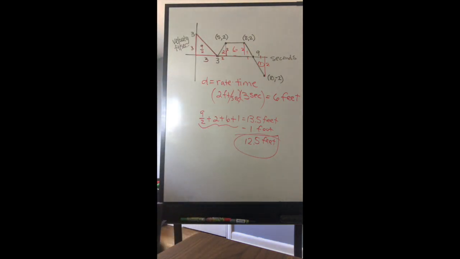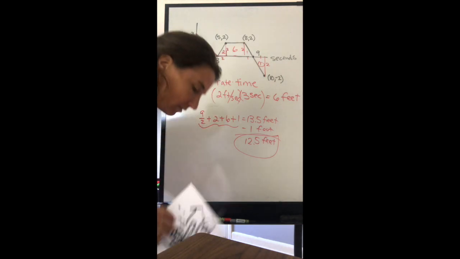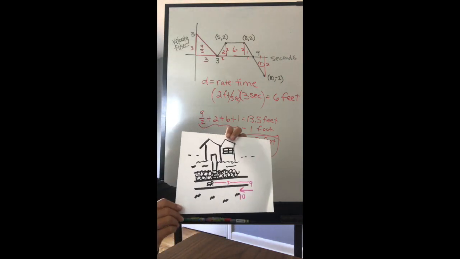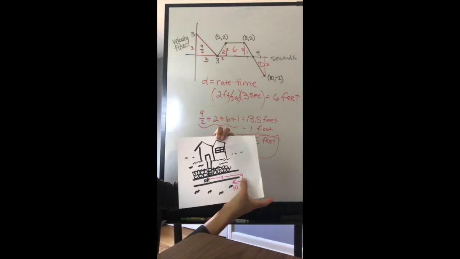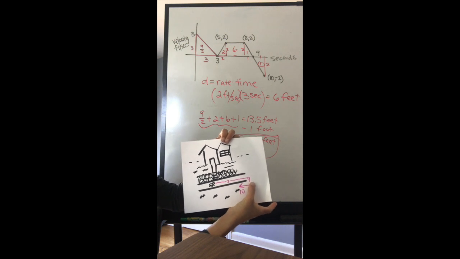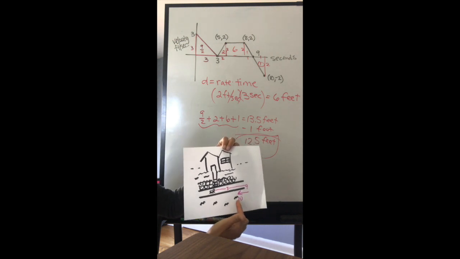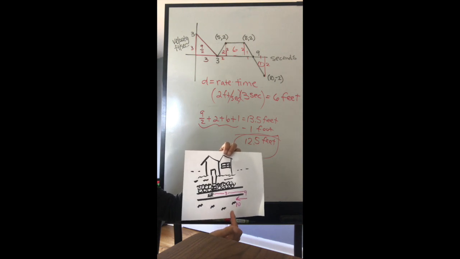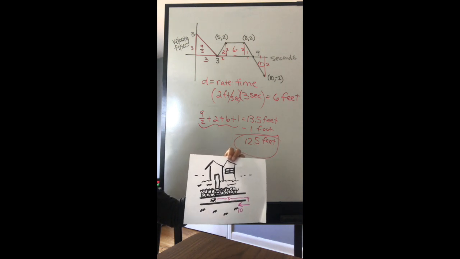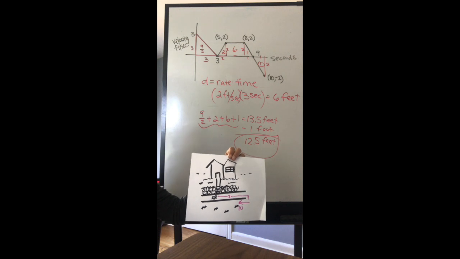So let's go back to that visual. Here's my picture of Romy going. So after 9 seconds, she made it 13.5 feet and then came back a foot. So she is 12.5 feet from the house. And I'm using calculus to find that, area under the curve.